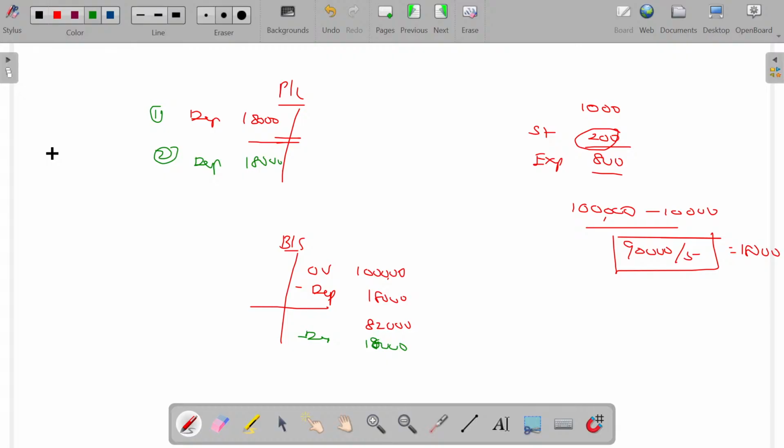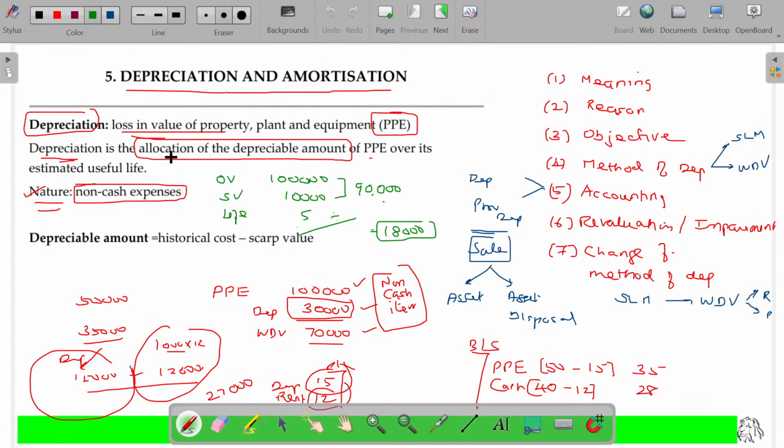Is that clear? That's why it is named as allocation of depreciable amount. What is called depreciable amount? This 90,000 is called depreciable amount. How much of the value is going to be depreciated over the years due to the usage is called depreciable amount. This 90,000 is depreciable over the 5 years period. And every year 18,000 rupees is debited to the P&L account. That process is called allocation. Clear? So with this, that topic is over.